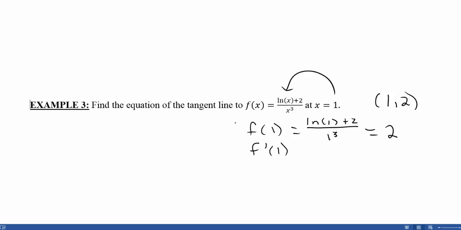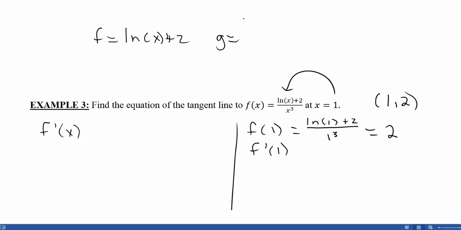So to find the derivative, I'm going to need to use the quotient rule. So, my f is the natural log of x plus 2. My g is x cubed. And now I need to find each of their respective derivatives. So the derivative of the natural log of x is 1 over x. The derivative of 2 is 0 because it's a constant. The derivative of x cubed is 3x squared.